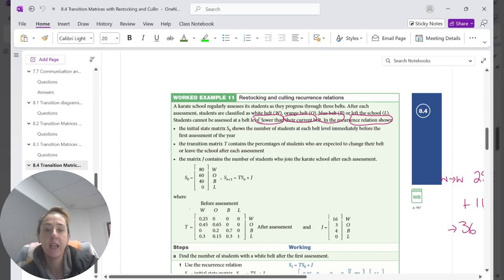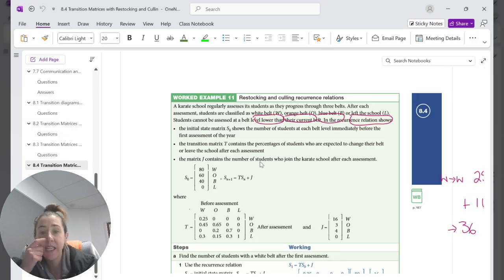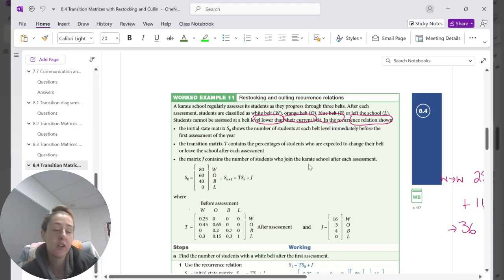We've got a karate school and it regularly assesses its students as they progress through the 3 belts. After each assessment, students are classified as white belt, orange belt, blue belt, or they've left. Students cannot be assessed at a belt level lower than their current belt in the recurrence relationship shown. So initial state is S0. It's the number of students at each belt level immediately before the first assessment of the year. The transition matrix T has the percentage of students who are expected to change their belt or leave the school after each assessment. And the matrix J contains the number of students who will join the karate school after each assessment.